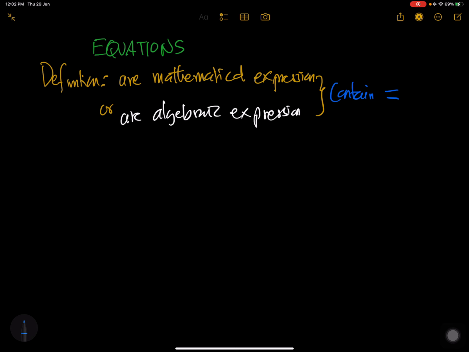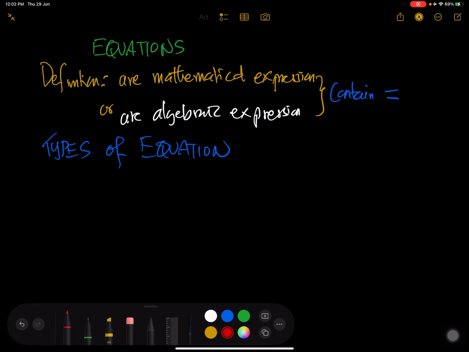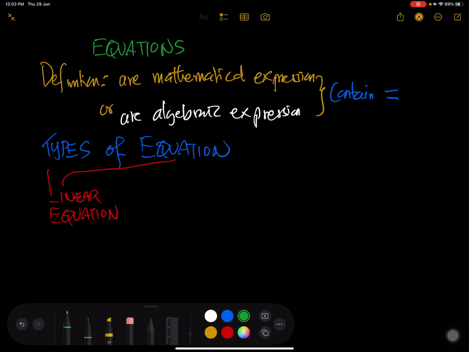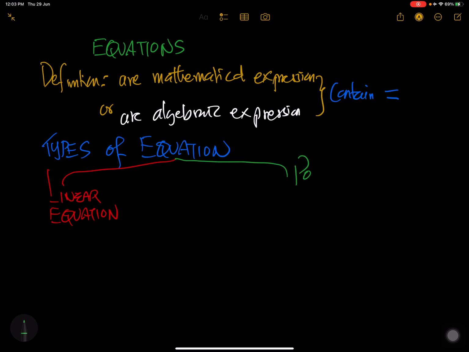So now let's look at the different types. We're going to look at types of equations. By that, we're going to have the first group. The first group of equations is what we call the linear equation. Then the second group is what we call the polynomial group. Under the polynomial group, we have the quadratic group.